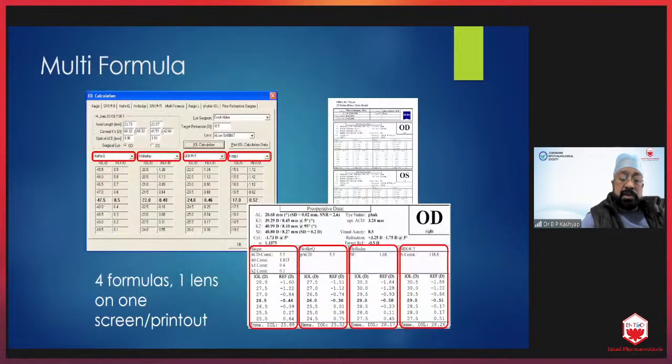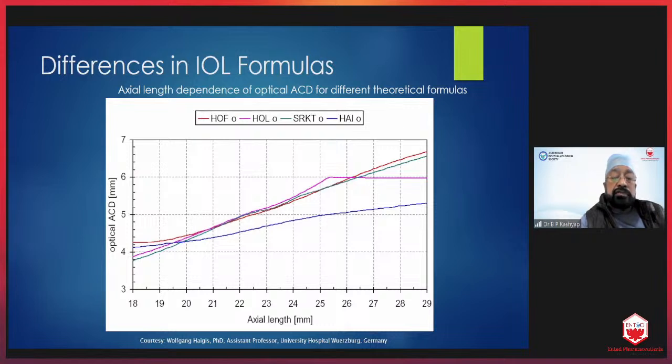Especially in the IOL Master and the newer modalities like Anterion, I'm using Anterion these days. No financial interest, they are not giving me any commission. You can calculate these powers with a lot of formulas at the same time, three or four formulas, and decide how to go about it. If the length of the eyeball is 22, there's not much of a difference. But if the axial length is more or less 29, there's a hell of a difference. At 20 millimeters of axial length, almost all the formulas do well. So it all depends on the axial length of the patient.